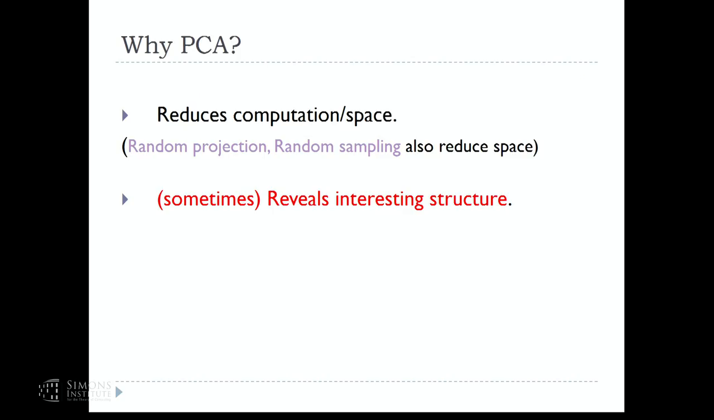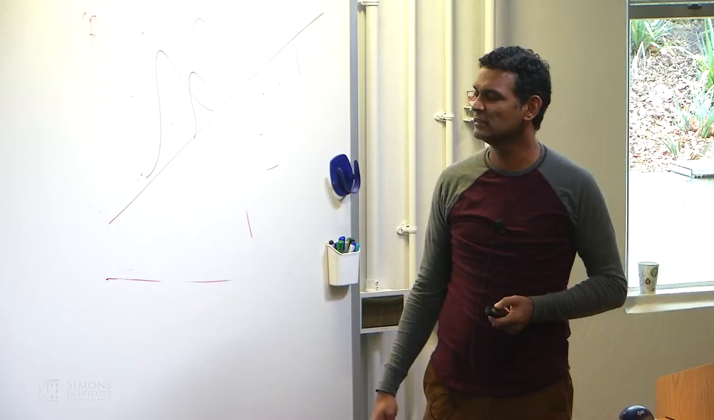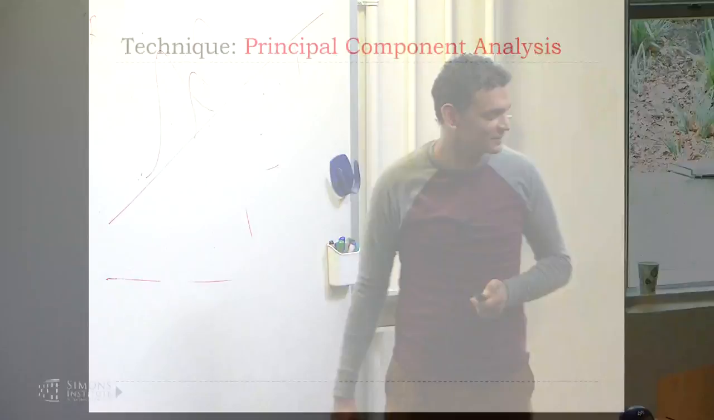Now why do you want to do it? Well, of course it reduces space because you're going to k dimensions instead of n dimensions, if you're using k components. But sometimes it reveals interesting structure, so that's perhaps the reason. Yes. What problem are we solving here? We will solve the Gaussian k.